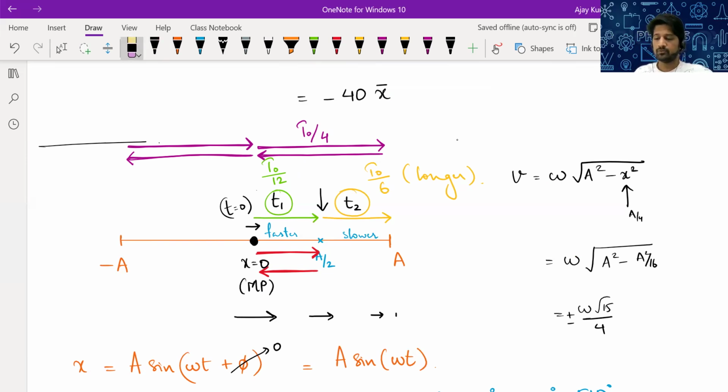How to mathematically prove that it takes T naught by 12? That you'll understand when you learn how to represent SHM as a projection of uniform circular motion. It'll be very easy for you to find out the time taken to complete any part of the journey. Not only starting from mean position, starting from anywhere to anywhere, you can easily tell how much time it takes. Okay. Any other questions?